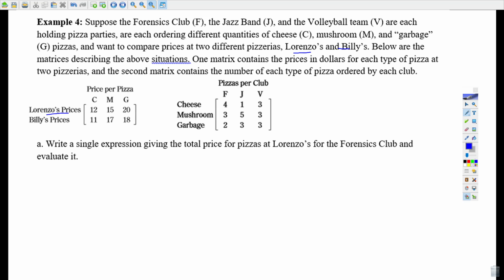So we have Lorenzo's prices and Billy's prices of how much it costs for cheese, mushroom, and garbage pizzas. And then we have how many pizzas are going to get of cheese, mushroom, garbage from Forensics, Jazz Band, and volleyball team. So that's what it says in the last sentence. One matrix contains the prices in dollars for each type of pizza at the 2 pizzerias, and the second matrix contains the number of each type of pizza ordered by each club. All right, so it's just a nice stored amount of data in these 2 matrices.